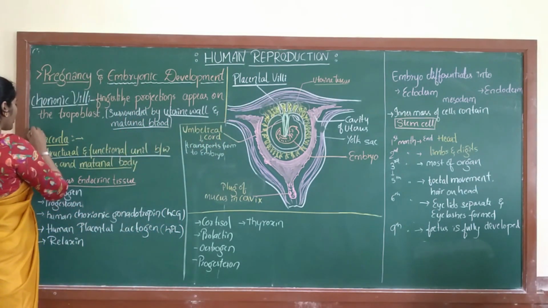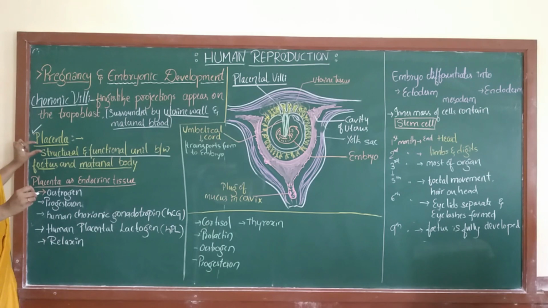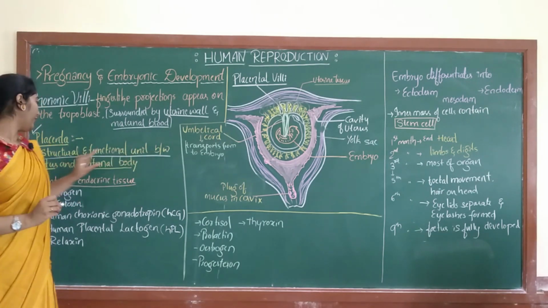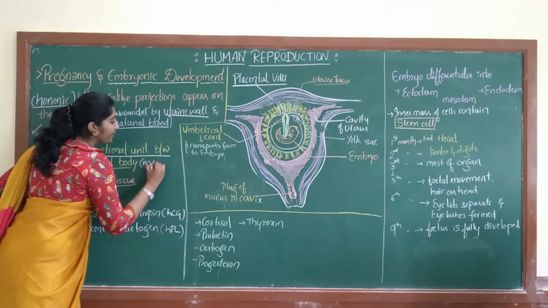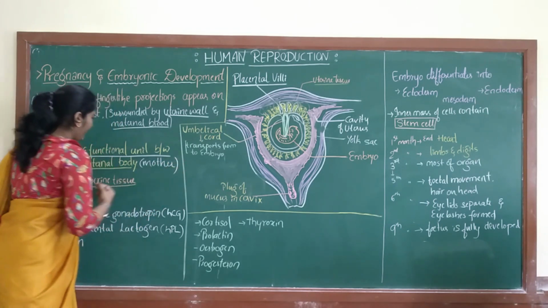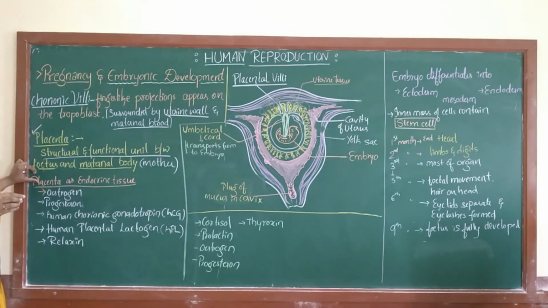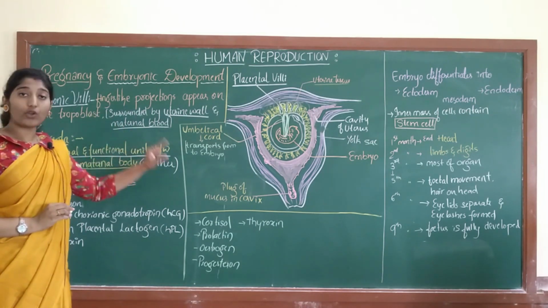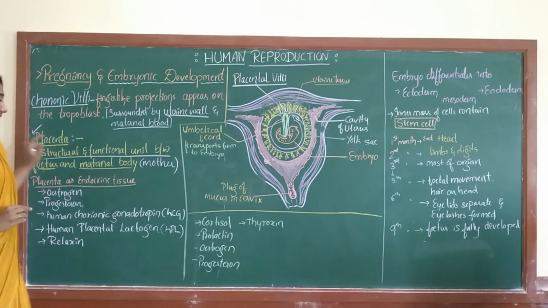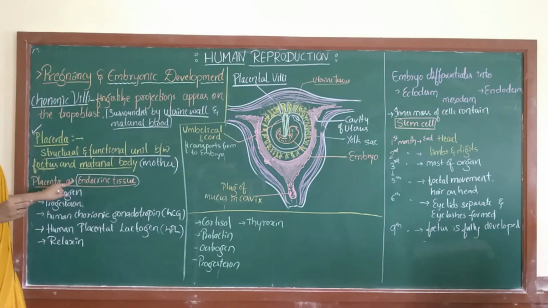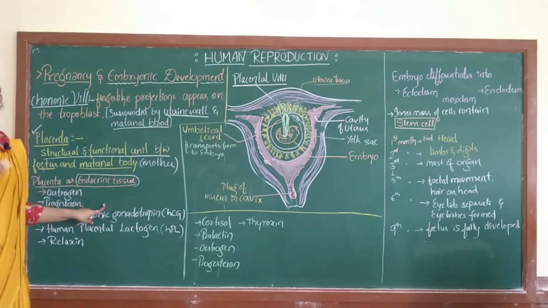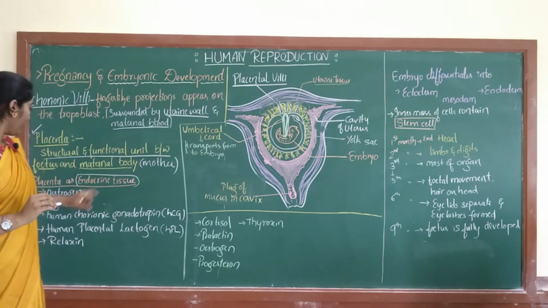Now, what is the function of the placenta? You got to know that the placenta is the structural and functional unit between the fetus and the maternal body, that is, the mother's body. Not only is it a structural and functional unit, but the placenta also acts like an endocrine tissue. It also produces some hormones which are very essential during pregnancy.